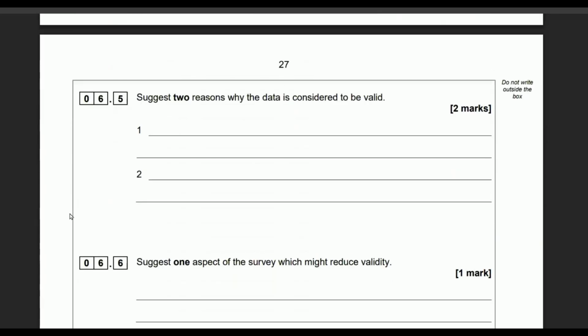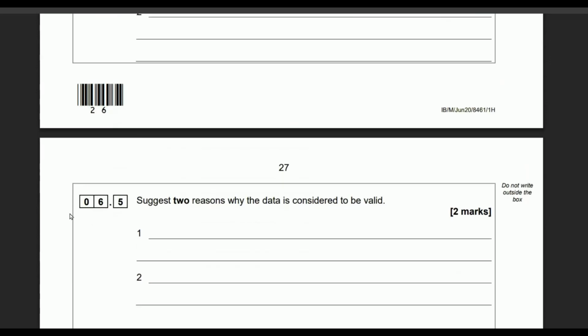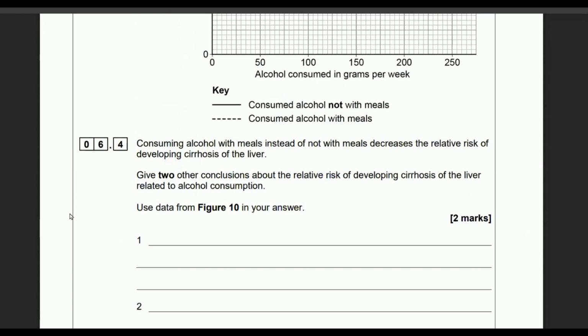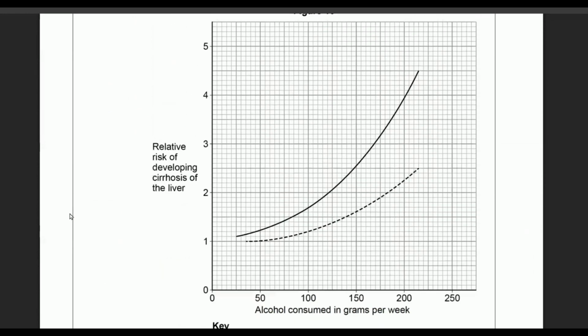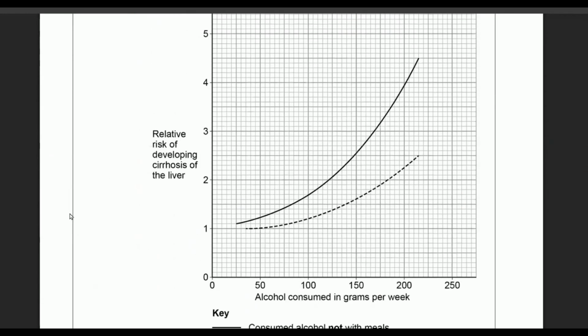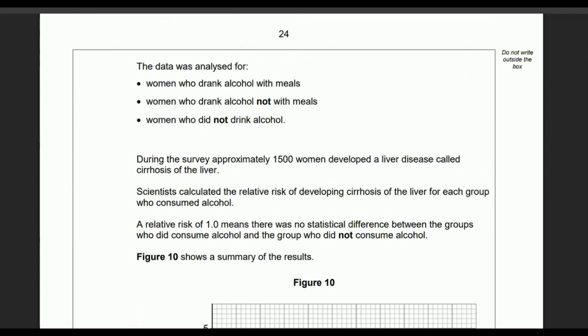Suggest 2 reasons why the data is valid. So this means to have valid data that people can say, yeah, this is true. They must have done some good things in their method, things they must have controlled or done that are really respectable in science methods. So let's go up and check out their science method. What did they do that was good? Let's circle the things where you go, yeah, that's a good experiment. They analyzed women who drank alcohol with meals, not with meals. They did the survey. 1,500 women developed liver disease.